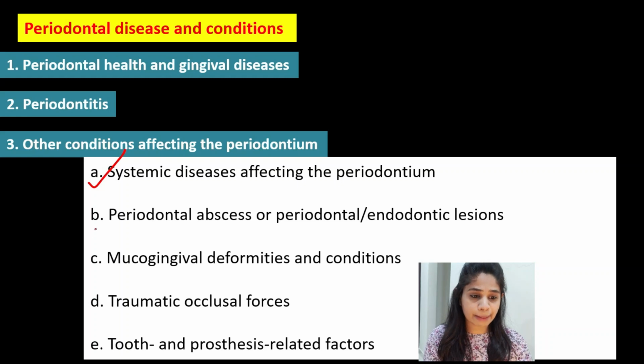We have periodontal abscesses or endodontic lesions. Then we have mucogingival deformities like aberrant frenal attachments and low vestibular depths. Then traumatic occlusions such as orthodontic forces leading to periodontal conditions. And then we have the tooth and prosthesis related factors.